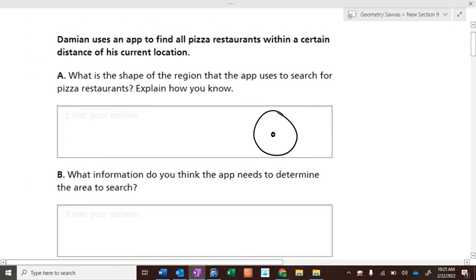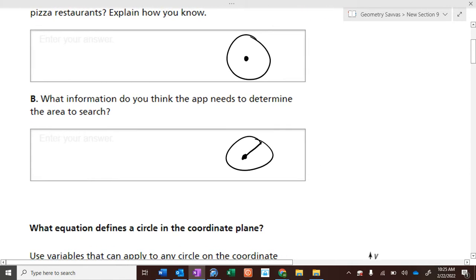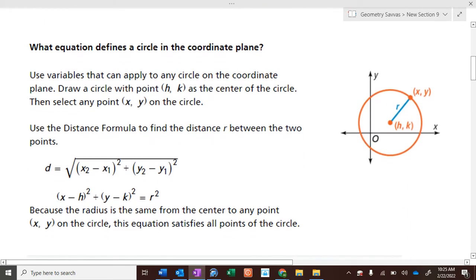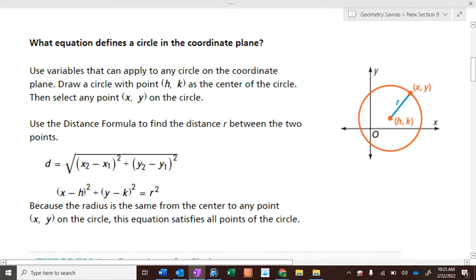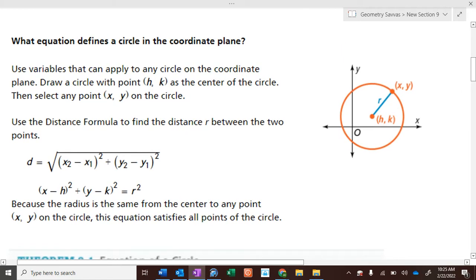Where you are. So it needs to know the center, and then also it needs to figure out the radius of how far to search away, and it'll search in a circular pattern. Okay? So what we're doing today is working with circles, where we're given a center and maybe another point, and then we find the radius of a circle.